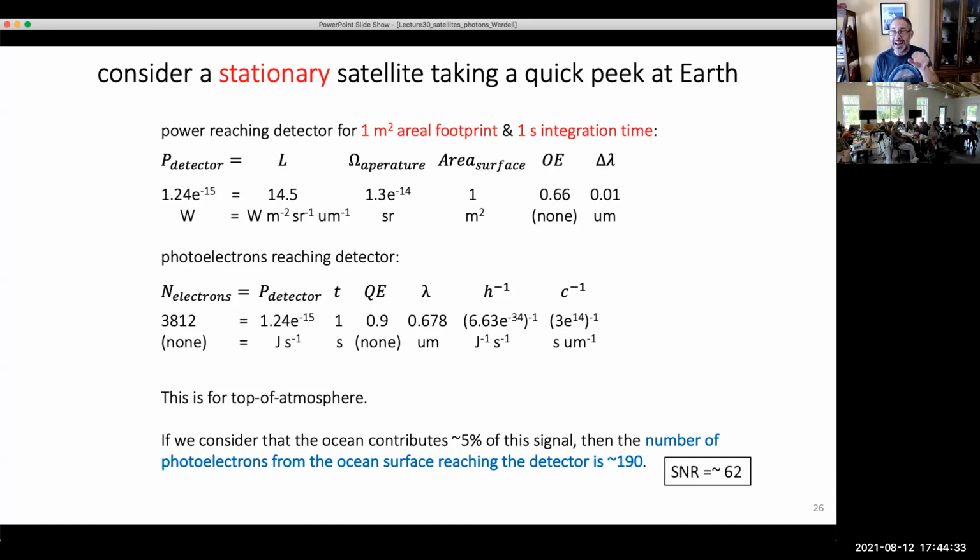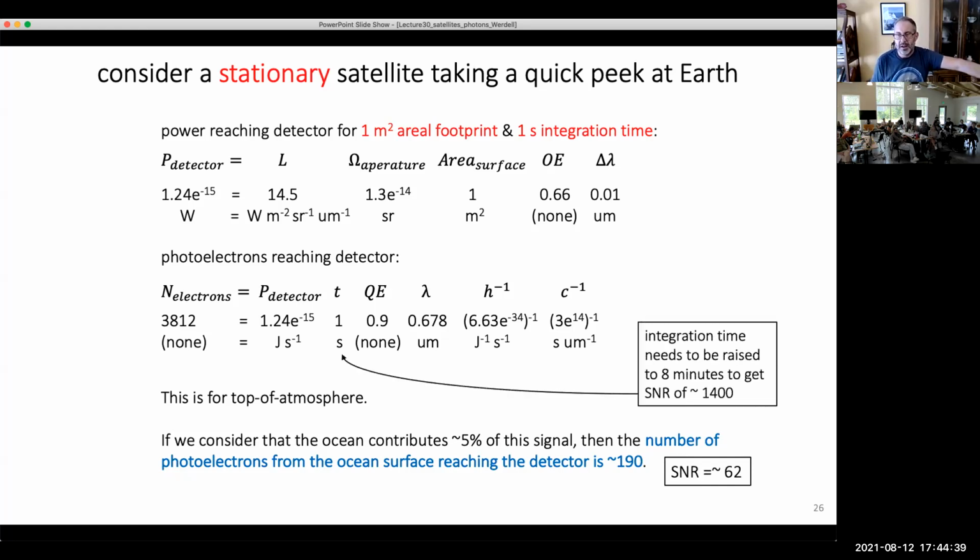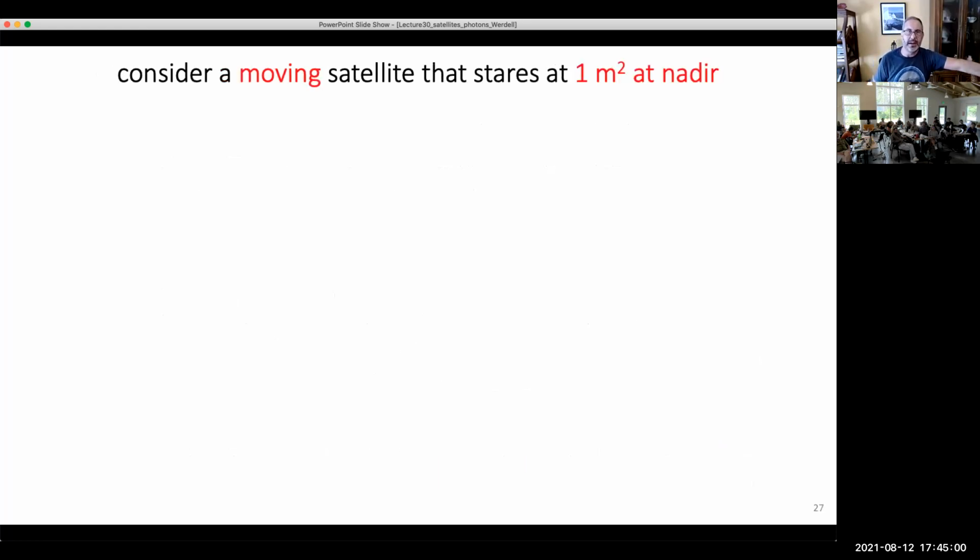This is an instrument that actually gets to stare for a whole second, and a whole second is a lot. So the integration time would have to be raised to 8 minutes to actually get to 1400. So it seems like 1 second is a lot. 8 minutes is impossible. You can't dwell and not wiggle on orbit enough to look at a 1 meter patch for 8 solid minutes. So that's just something that we've got to take off the table. We can't do this right now.